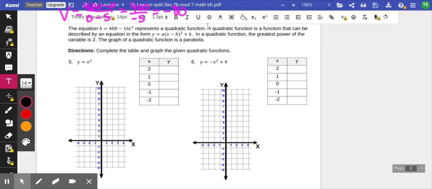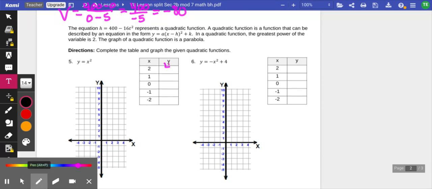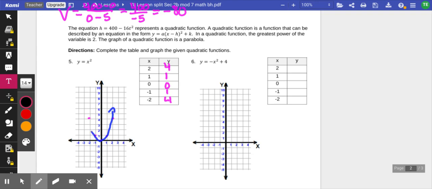So here we're just squaring. 2 squared is 4. 1 squared is 1. 0 squared is 0. Negative 1 times negative 1 is 1. Negative 2 times negative 2 is 4. And we're plotting. We get our basic U shape. Okay, this is our parent function, our most basic quadratic function or parabola. That was not a good U. Let's try that again.